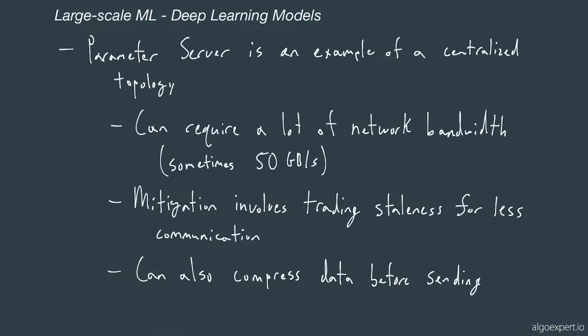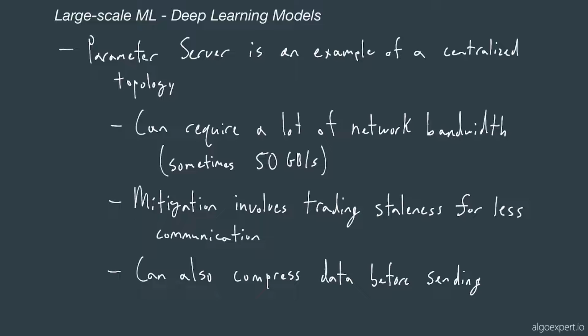Now, the parameter server is an example of a centralized topology. One of the problems is it can require a lot of network bandwidth. Oftentimes, with many machines, we'll anticipate needing 50 gigs of network bandwidth. Now, there are ways to mitigate these steep bandwidth requirements by limiting the communication between the parameter servers and the workers.